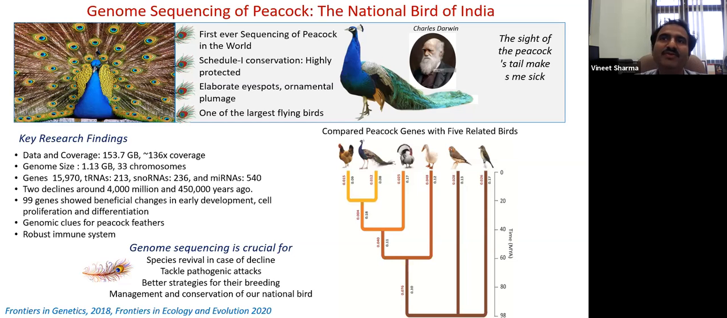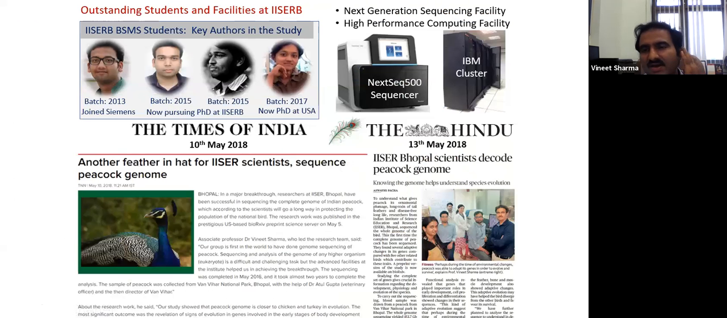Okay, and this way its immune system became evolved, right? So we could show this, and also followed it up with another study where we looked at how sexual selection happens in peacock. So we published 2 papers out of it, right? This was also widely covered, and basically our own IISER Bhopal BSMS students contributed to this work, right?